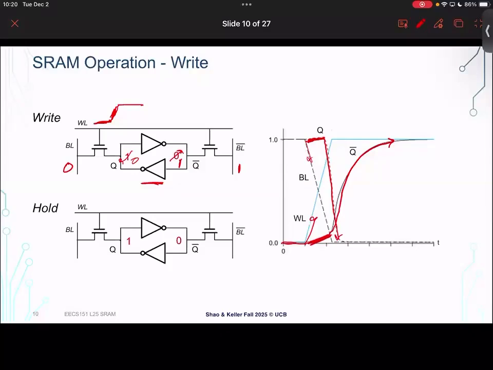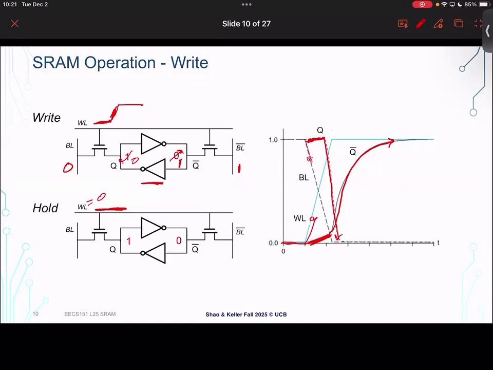The other case shown on this slide is much simpler to analyze. There are no transitions. When we want the cell to hold its value, we just leave word line low. And that means the access transistors never turn on. And that means the cross-coupled inverters maintain their feedback for as long as they like. Right? Q is 1, so Q bar is 0, so Q is 1, so Q bar is 0.